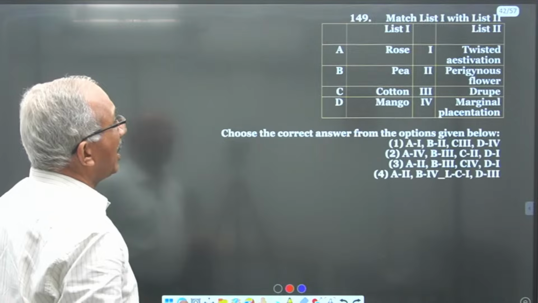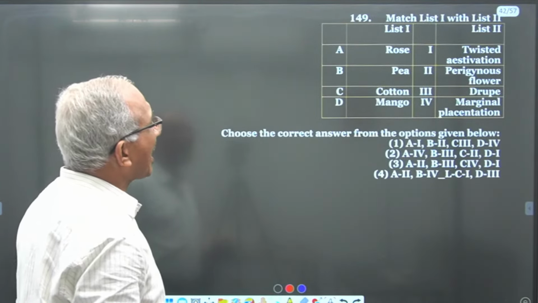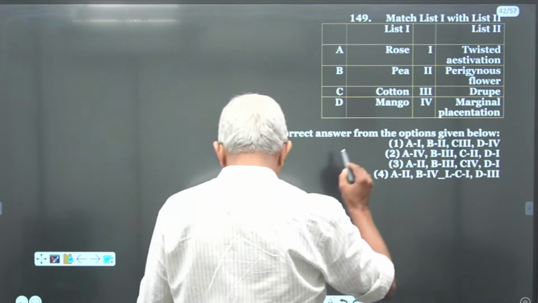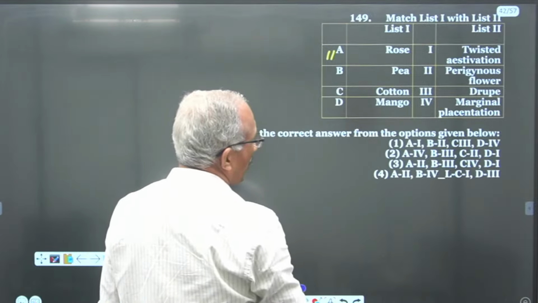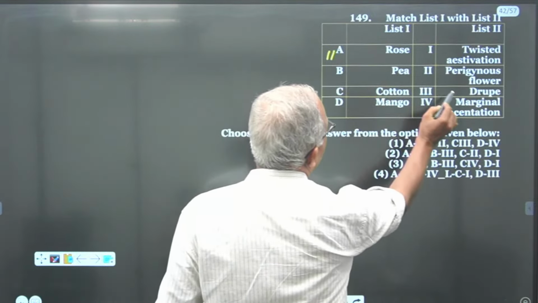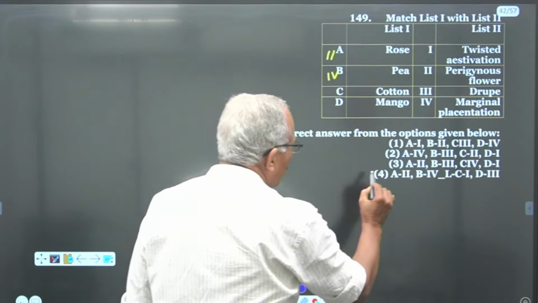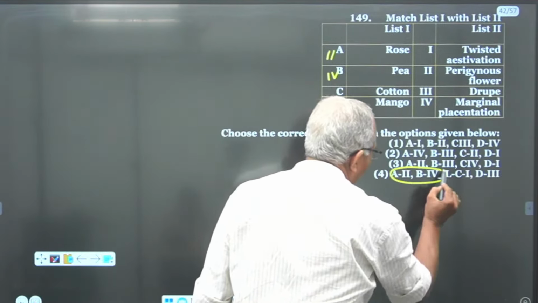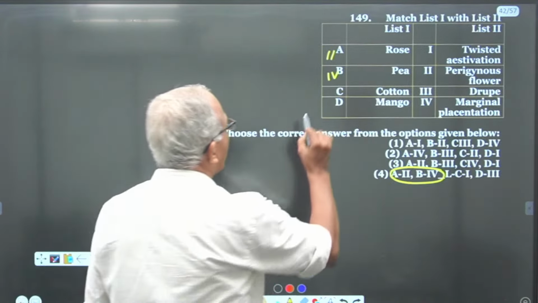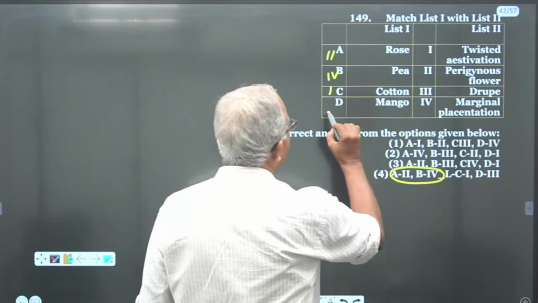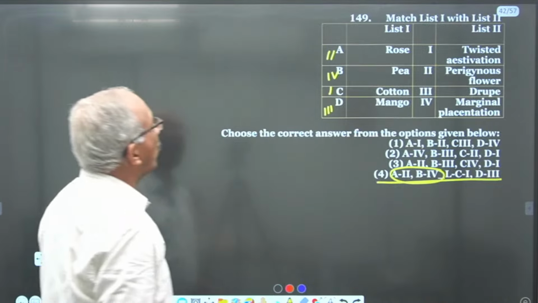Then again match the following. Rose can be matched with a perigynous flower, so it can be matched with 2. Then pea, it is marginal placentation. A2, B4, there is only one option. A2, B4, one option. C, cotton is twisted. Mango is a drupe. Answer is option 4.